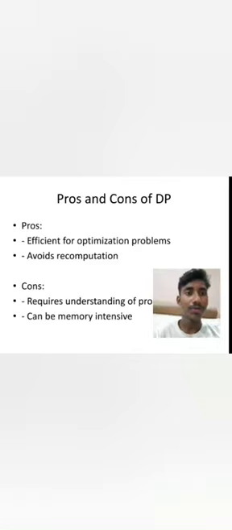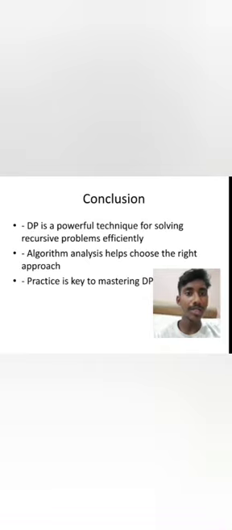Pros and cons of dynamic programming. Efficient for optimization problems, avoids recomputation, requires understanding of the problem, can be memory intensive. Conclusion: dynamic programming is a powerful technique for solving recursive problems efficiently. Algorithm analysis helps in choosing the right approach.